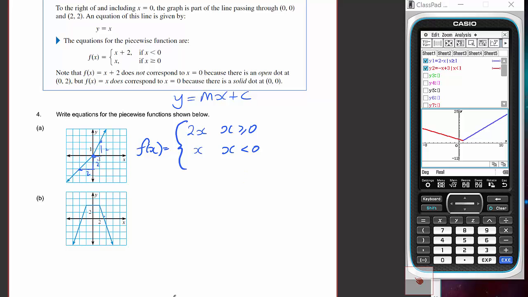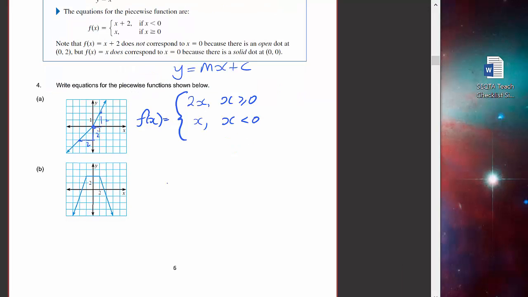Now this one's got 3 bits. So those are the joins just there and there. And I can see this point here is -2, 4. We've got to look at the scale. Each square seems to be worth 2 units. And this one here is at 2, 4.